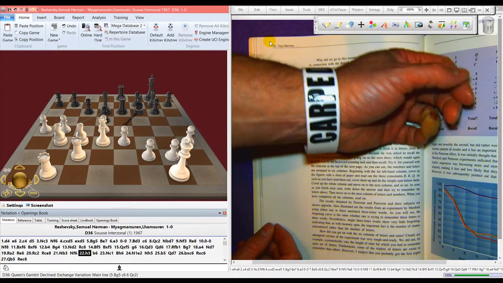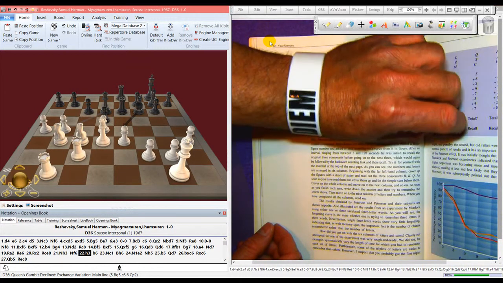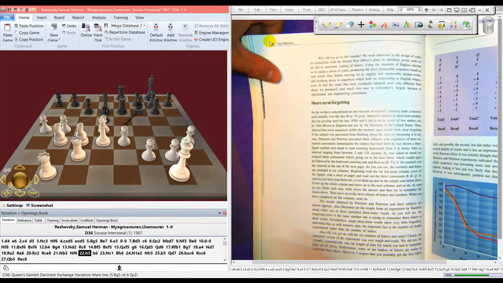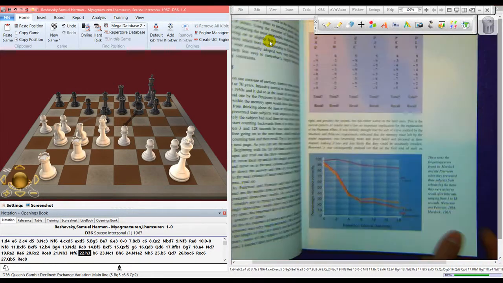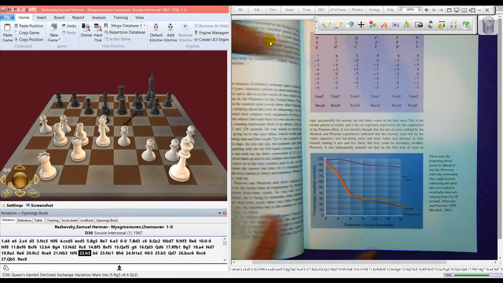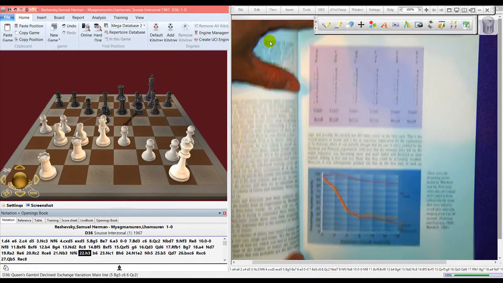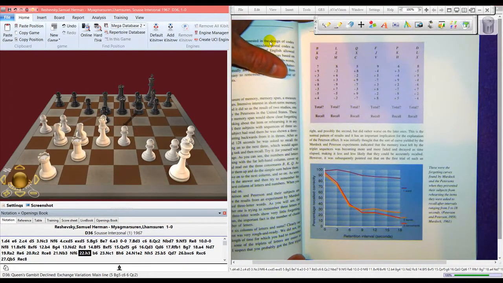As you can see here, always wear that wristband. Carpe diem, Latin for seize the day. So if you don't know what it means or don't know Latin, don't worry about it. Just means seize the day. Make the most of all your opportunities.